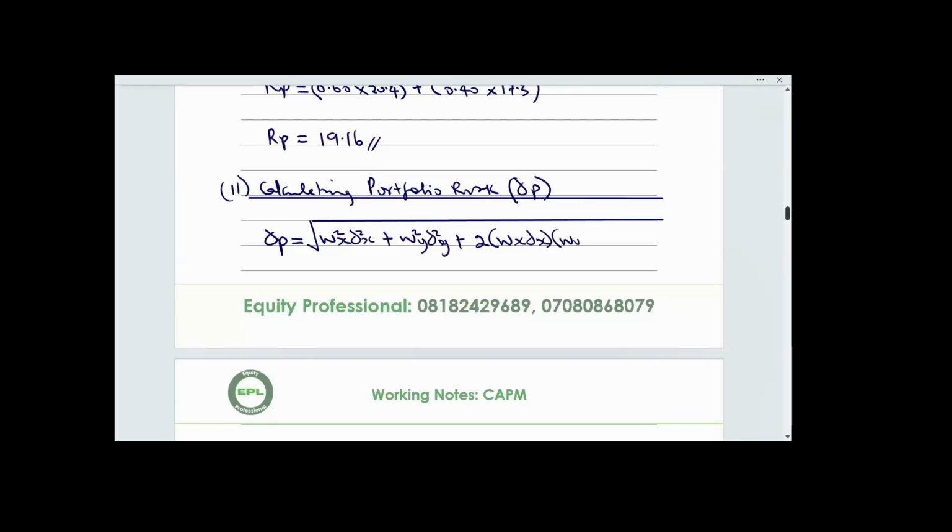Proportion invested in Y, standard deviation of Y. Multiply by the correlation coefficient between security X and Y. Okay, so that is the formula. Let me move to the next page.